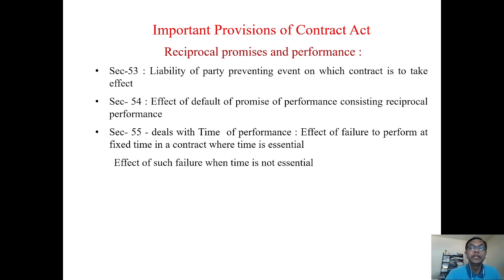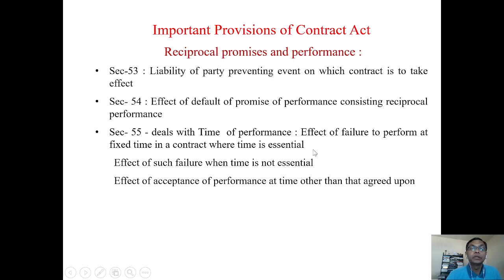It first says the effect of failure to perform at a fixed time in a contract where time is essential. Meaning, in contracts where time is essential, the contract has to be performed in the time. If that is not performed in the time, the contract can be voidable, meaning it can be avoided. When a contract in which time is not essential, the performance cannot be put an end to by the promisee. Meaning, in contracts in which time is essential, you can terminate the contract. In which time is not essential, one cannot put an end to the contract. Only he can seek the damages, he can seek the compensation.